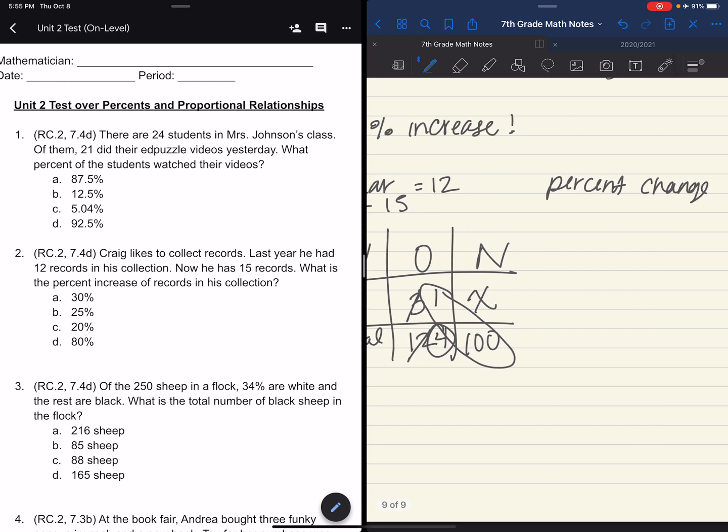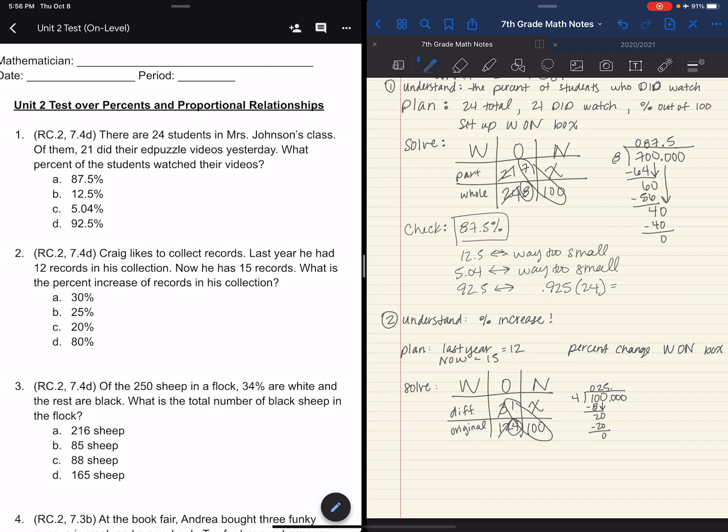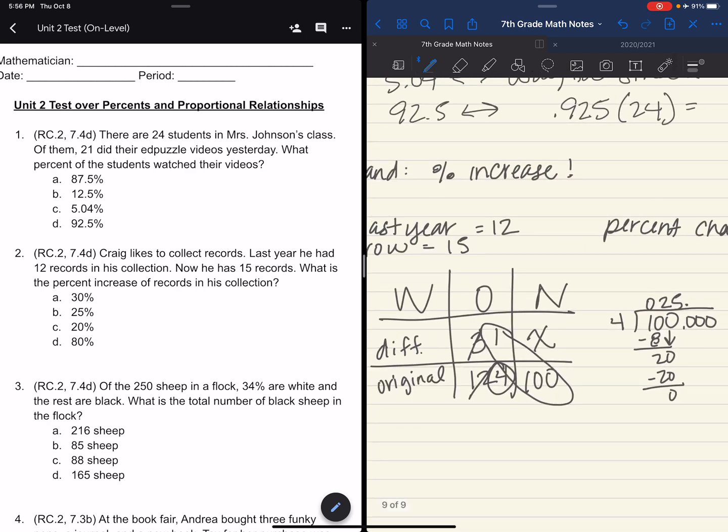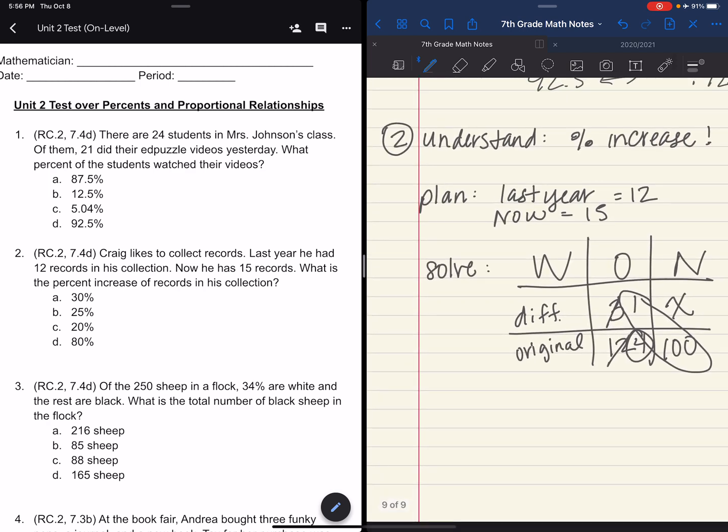So I know 1 times 100 is 100, and I am dividing by 4. So 4 can go into 1 0 times, but 4 goes into 10 twice. Pulling down that 0, 4 can go into 20 5 times. 4 times 5 is 20, 0, and that's it, 25. Therefore, he should have a 25% increase.